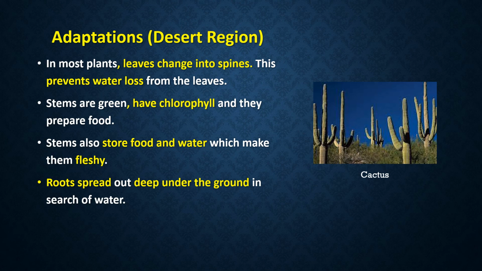As you can see in this image, in most plants, leaves change into spines. This prevents water loss from the leaves. As you know, stems are green, have chlorophyll and they prepare food. They also store food and water, which makes them fleshy. The roots spread out deep under the ground in search of water.